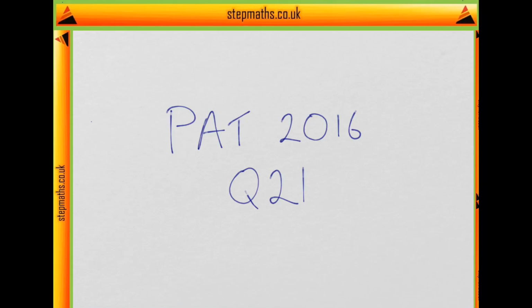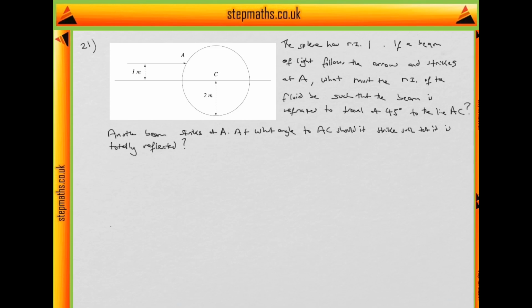Hi. So we're going through a PAT paper in 2016 looking at question 21. In question 21 we're told that we have a sphere of the same refractive index as air, which is 1. And we have a laser beam shone through some fluid of refractive index n on the outside. We're asked, if a beam of light follows the arrow and strikes at A, what must the refractive index of the fluid, n, be such that the beam is refracted to travel at 45 degrees to the line AC?